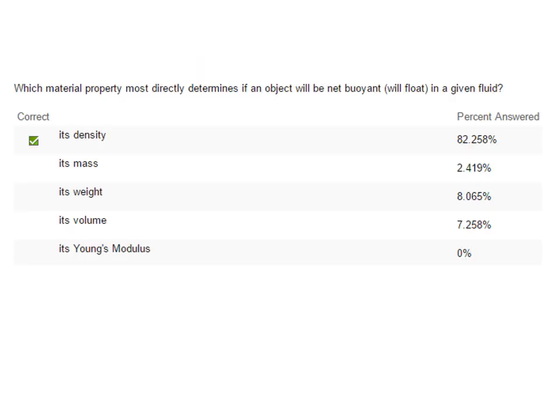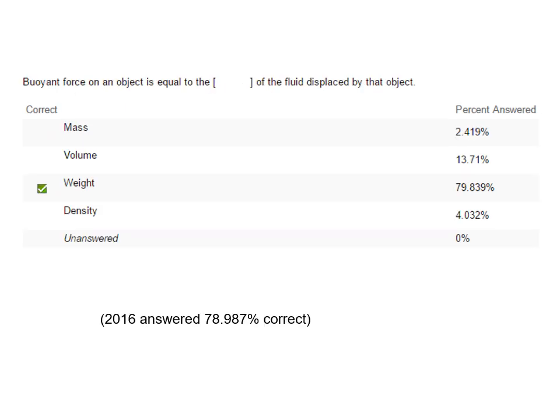There's a just-in-time quiz question that asks which material property most directly determines if an object will be net buoyant or if it will float in a given fluid. And so this particular cohort actually did quite well in answering that. 82% correctly identified the density as the property which determines whether or not something will float. So if you put an object in a fluid and it is more dense than the fluid, then it will sink, and if it's less dense than the fluid, then it will float. Fluid that is displaced by that object.